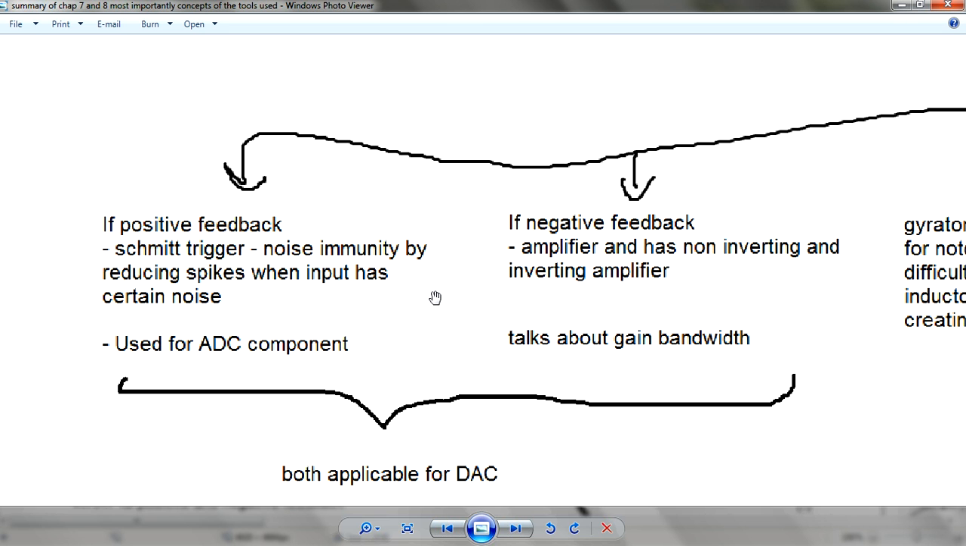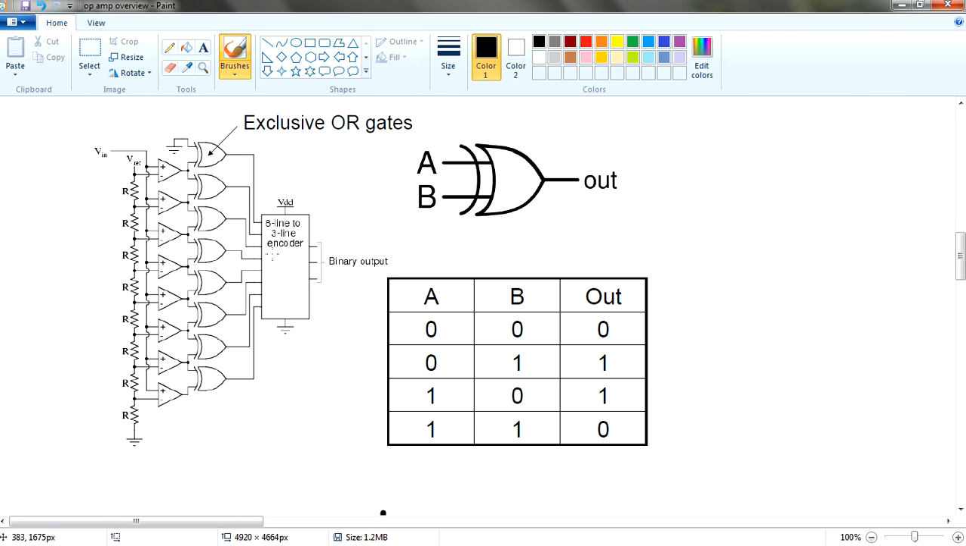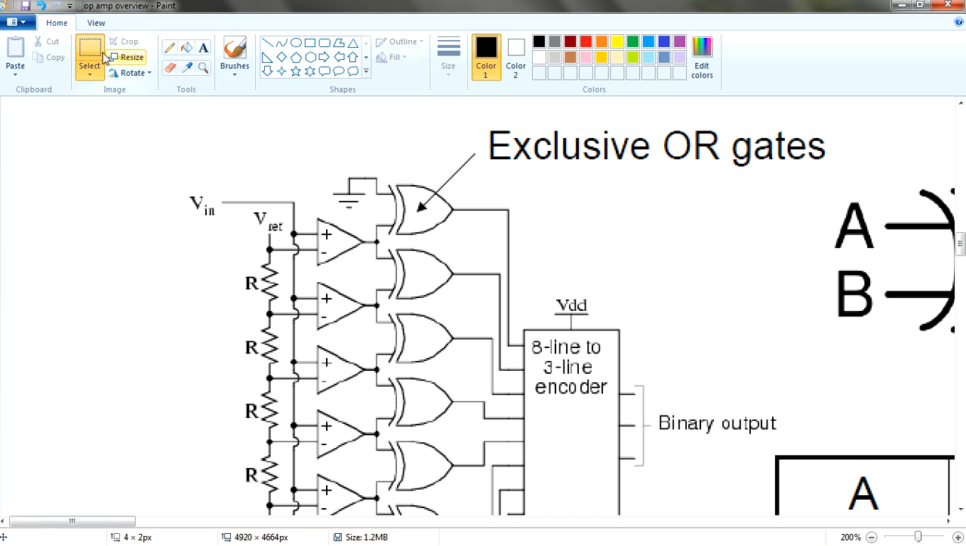For the amplifier, you'll talk about gain bandwidth, so later we'll talk about it. Nonetheless, positive feedback is used for ADC components. If you take a look, this is actually a flash ADC. In fact, in some sense there is no positive feedback here, because it's actually open loop, meaning only V in and V reference go in.